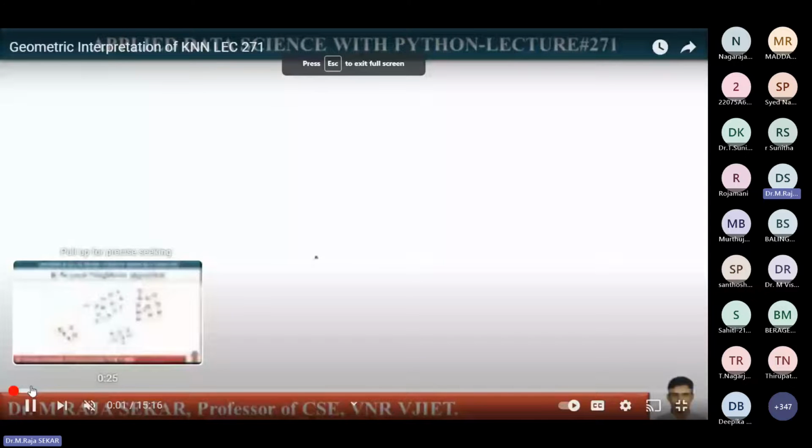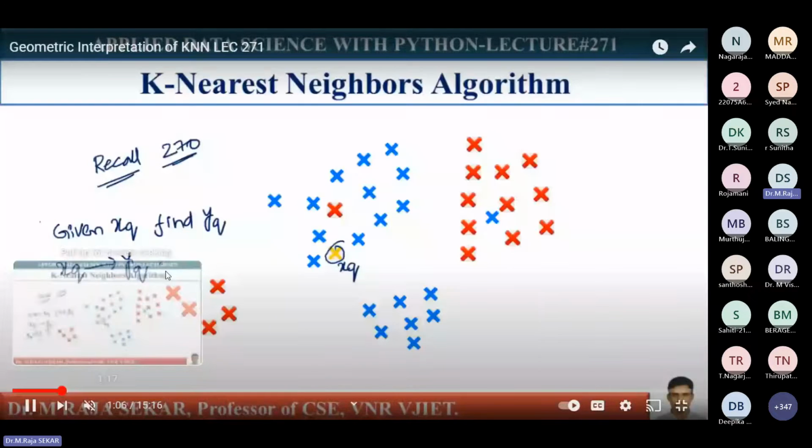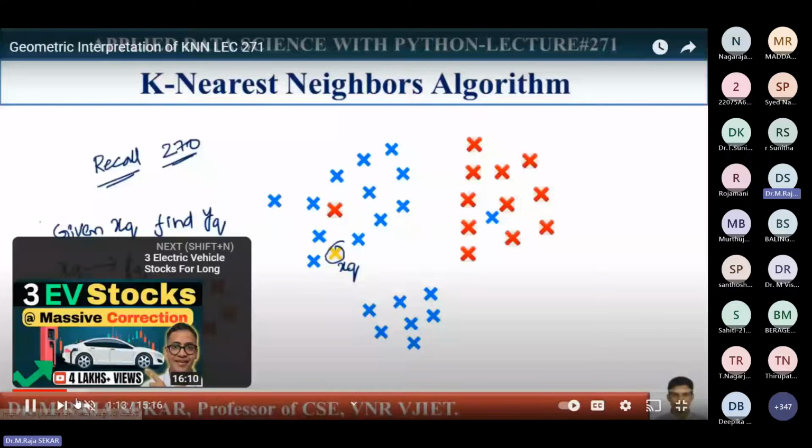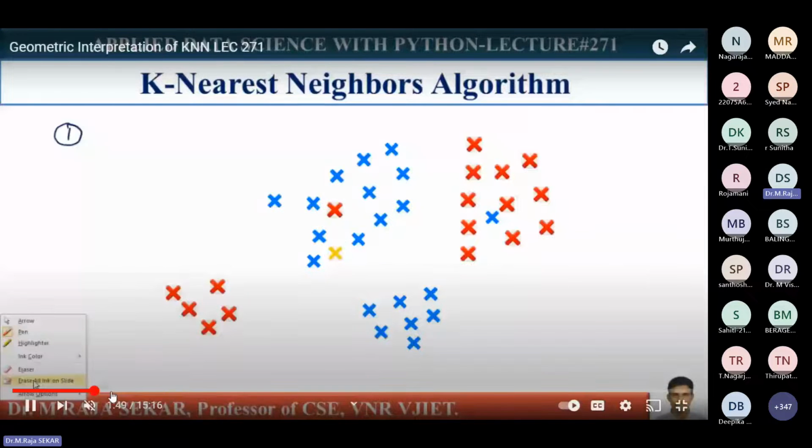Recall, given XQ, what you have to do? You have to find YQ. Here, given XQ, we find YQ depending on its neighbors. Your YQ belongs to 0 or 1. This we already discussed, we are just recalling all these things.